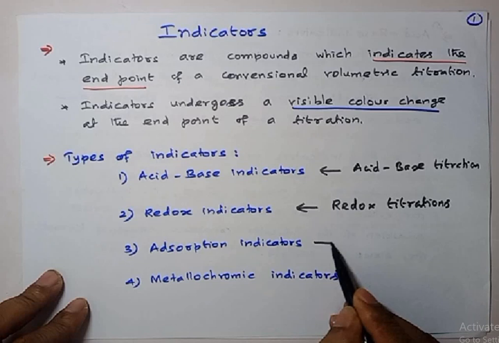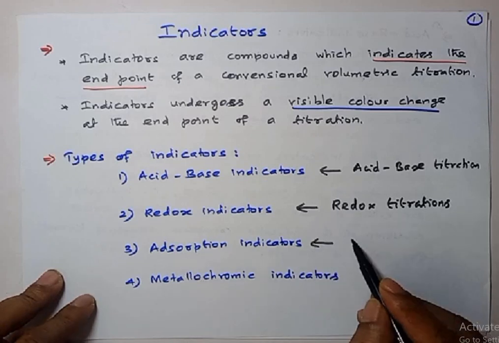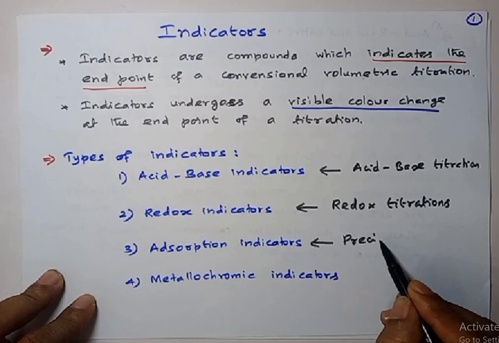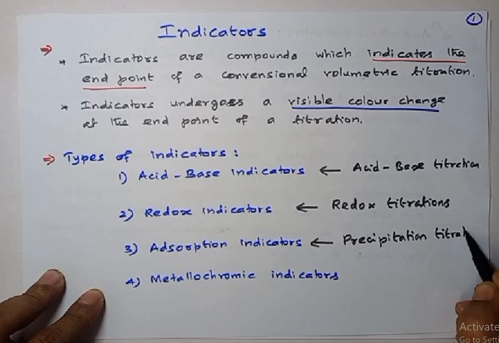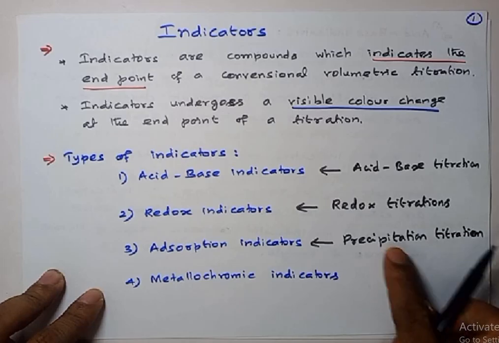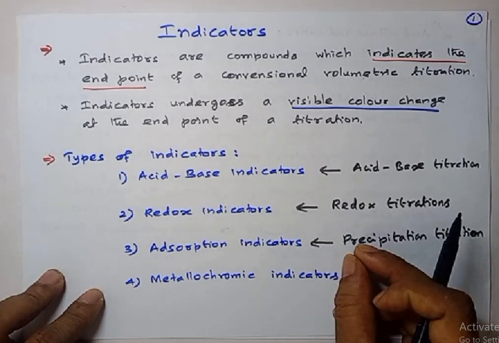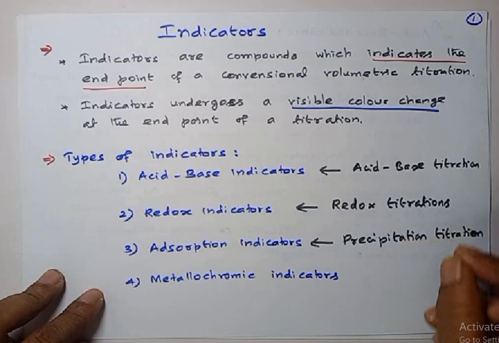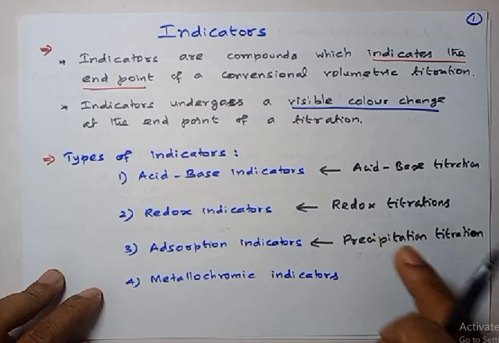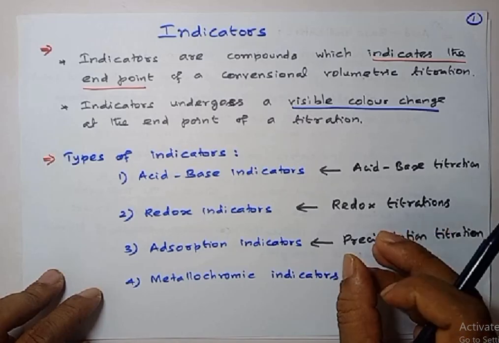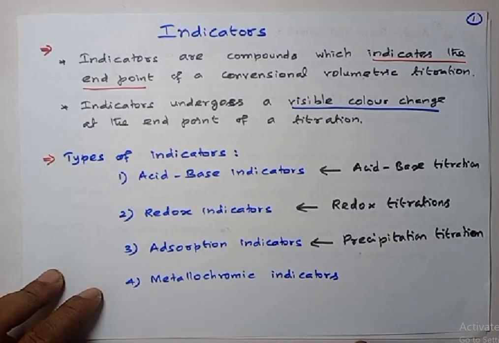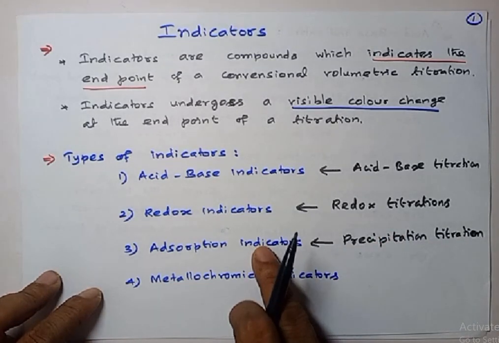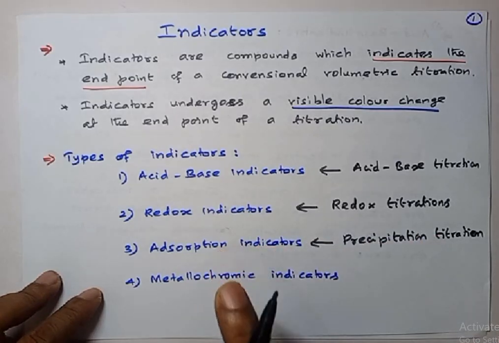Then there is a third type called adsorption indicators. Listen, we have a special type of reaction called precipitation titration, where one reactant is taken as analyte and the other reactant is taken as titrant. When you add titrant to the analyte, they react and form a precipitate. We call this type of titration precipitation titration. The indicators used in precipitation titrations are called adsorption indicators.